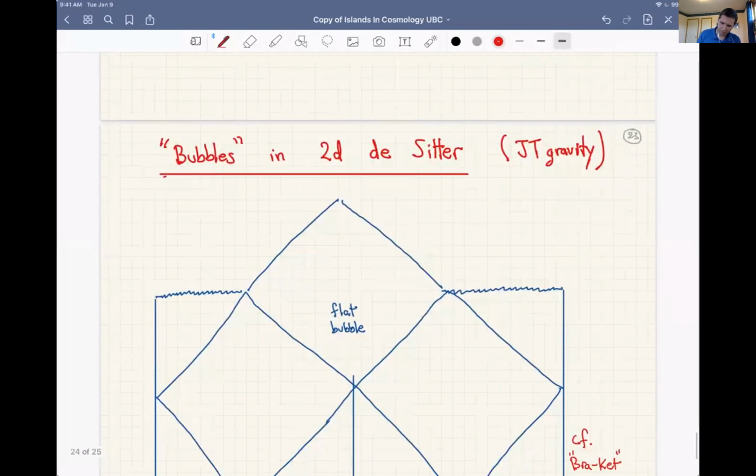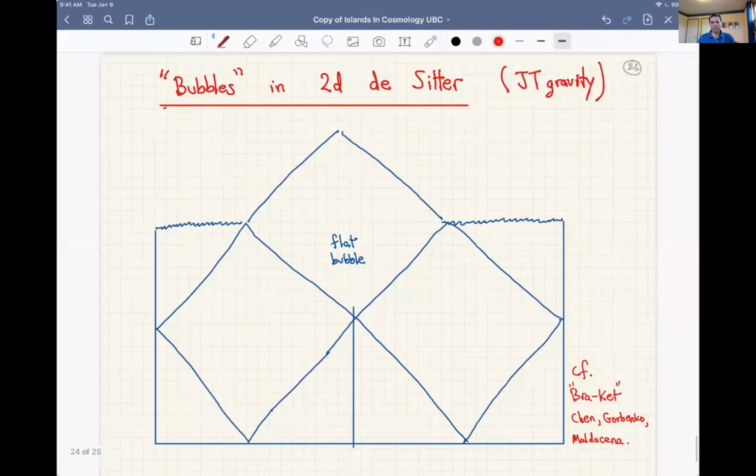There was one other example that we looked at where we found islands in de Sitter, but it was a two-dimensional model where we had two-dimensional de Sitter glued to a bubble of flat space. It was two-dimensional de Sitter in dilaton gravity, so it was in JT gravity. Because of the dilaton, it really has crunching singularities. Two-dimensional de Sitter in dilaton gravity has these regions where the dilaton goes to negative infinity. So these are singularities, really. So it's not much like de Sitter in higher dimensions. It's more like a crunch in higher dimensions.